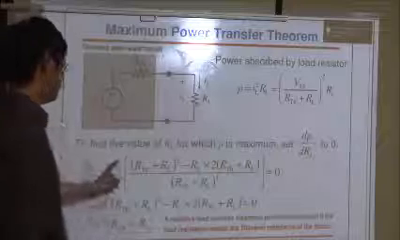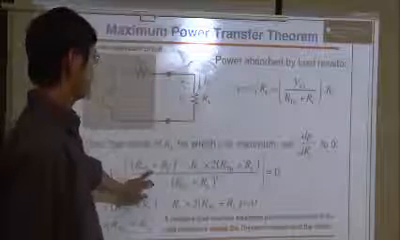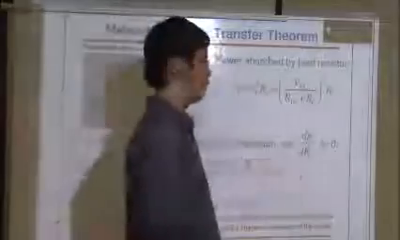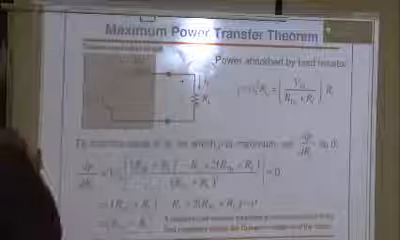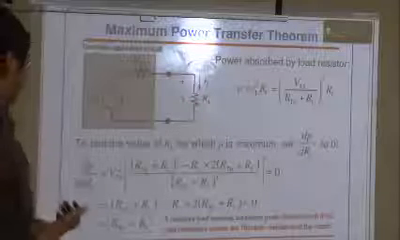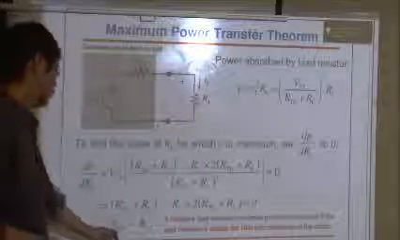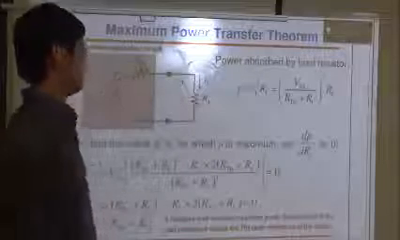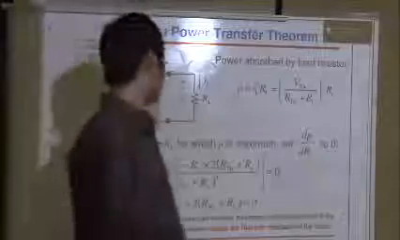So this is the equation, and then you try to differentiate versus RL, right? If you want to get a maximum, you differentiate. If you do the derivation, you find that if the load resistance is equal to this guy, then you get the maximum power out.